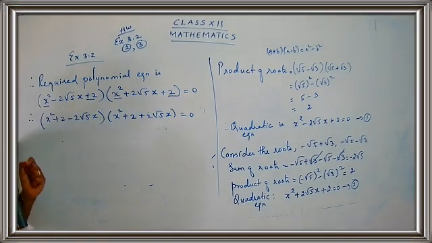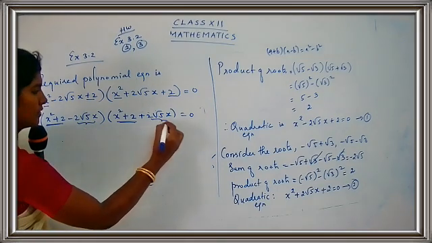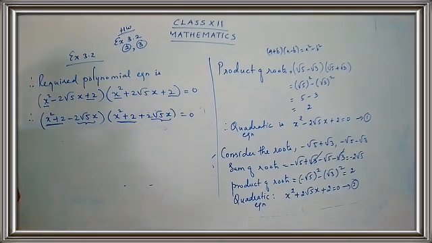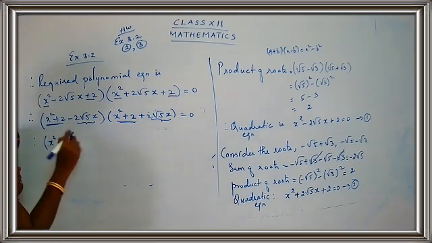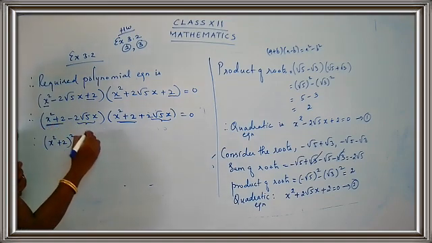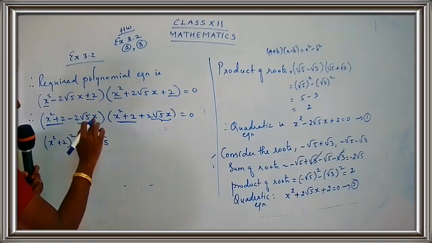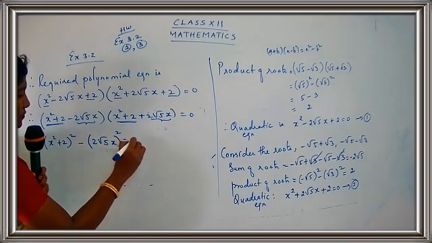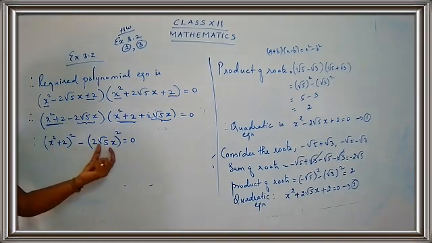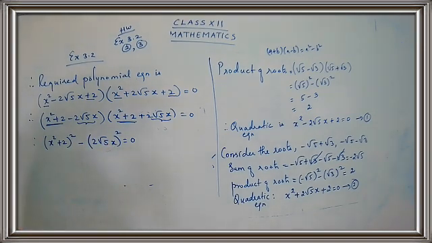Yes, now we can apply the identity a plus b into a minus b. So what is our a? A is x square plus 2 and b is, so what will be the answer? A square minus b square. So what do you get? A square means x square plus 2 the whole square. A square, what is a? x square plus 2 is a. A square minus b square, that is 2 root 5 x is also there, is equal to 0. A square minus b square. What is b? It's 2 root 5 x the whole square.